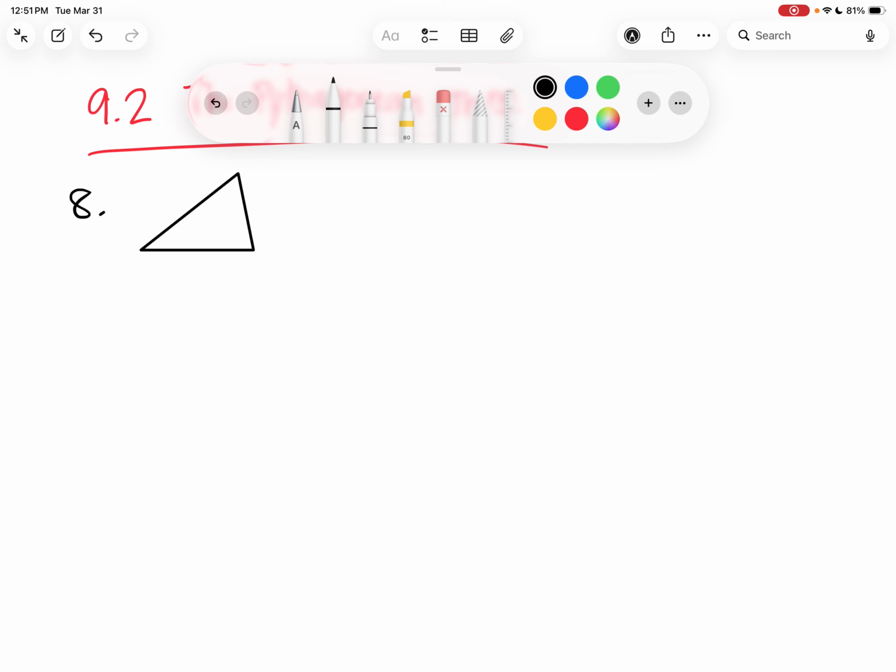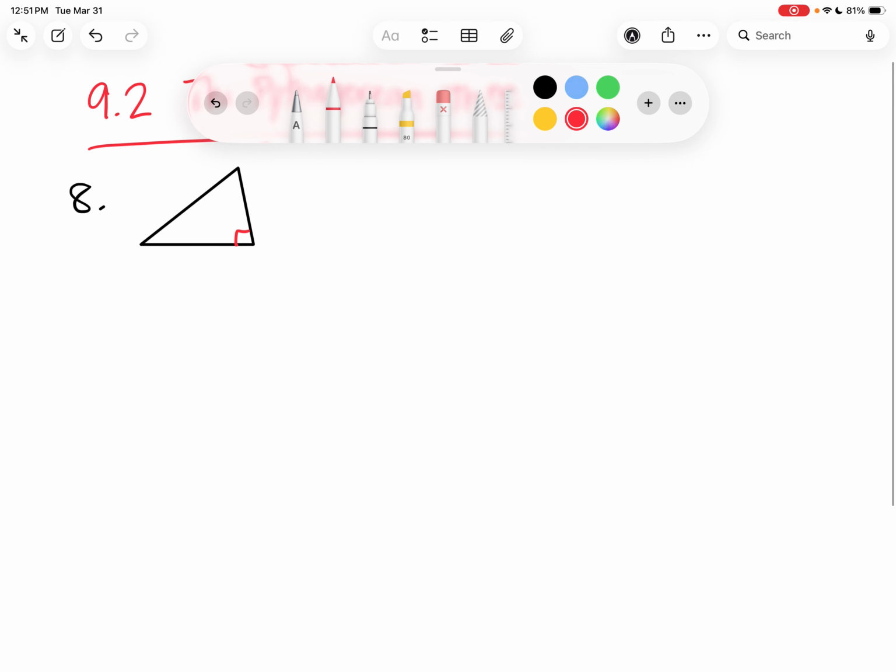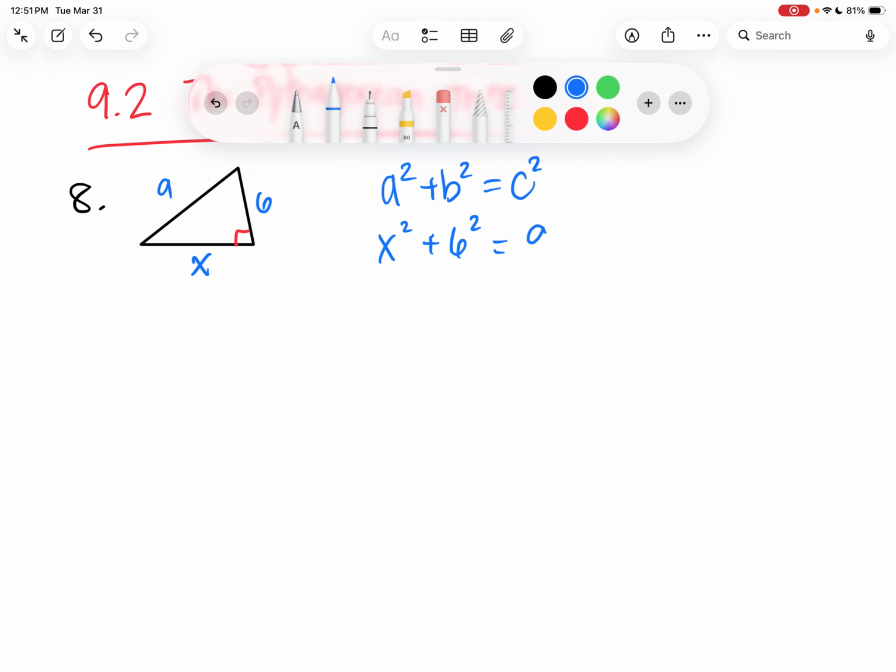Have the triangle here, and you should have no problem drawing the triangles with this section. 6, 9, and x. All right, so our Pythagorean theorem, I'm not going to necessarily write it every single time, but a squared plus b squared equals c squared. Does it matter which thing is a and which thing is b? Nope. You can plug it in wherever you want. So I'm going to just do x squared plus 6 squared is equal to hypotenuse squared, so 9 squared.